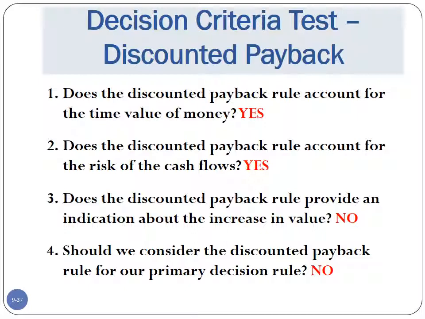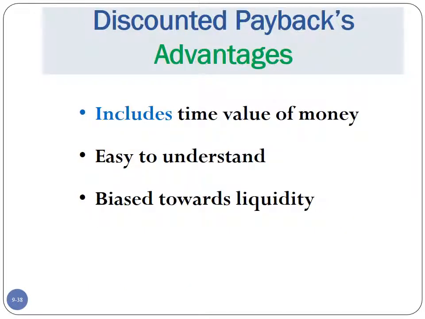So let's look at our criteria. Does the discounted payback rule account for the time value of money? Yes. Does the discounted payback rule account for the risk of the cash flows? Yes. Does the discounted payback rule provide an indication about the increase in value? No. Should we consider the discounted payback rule for a primary decision rule? No. So what's next?